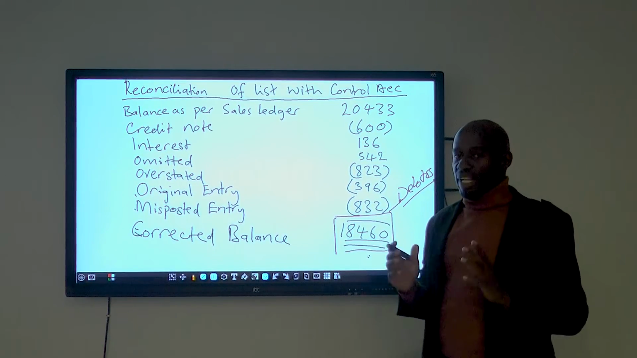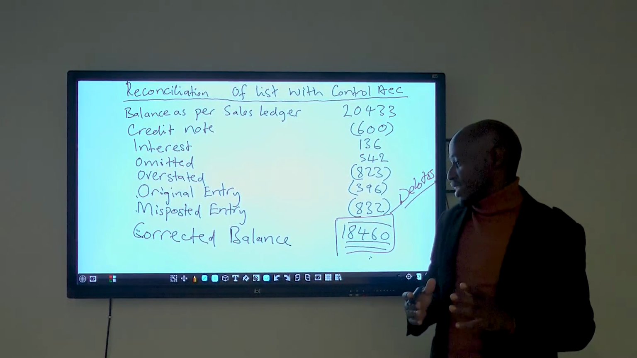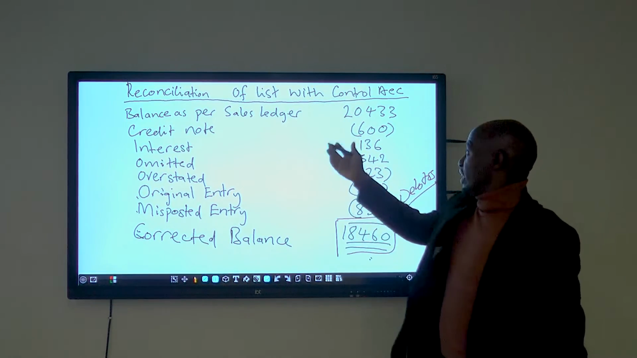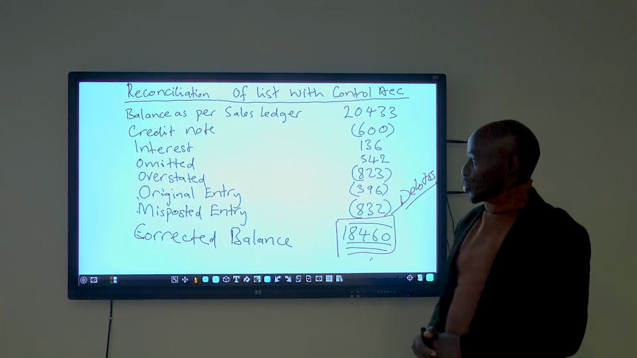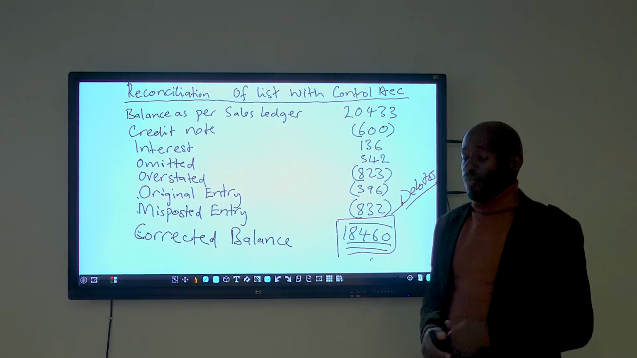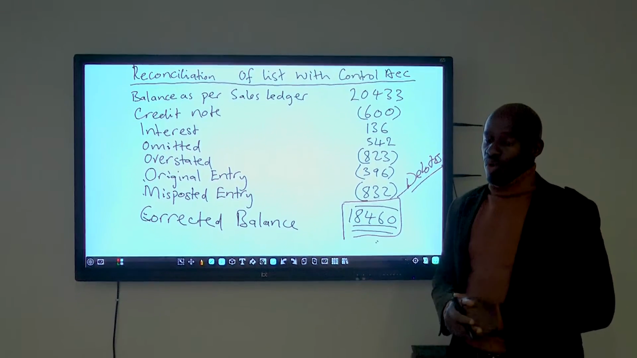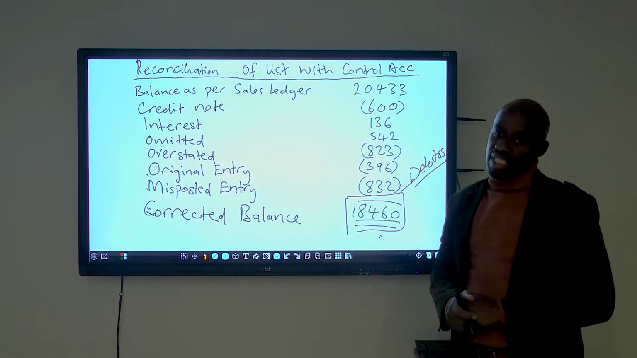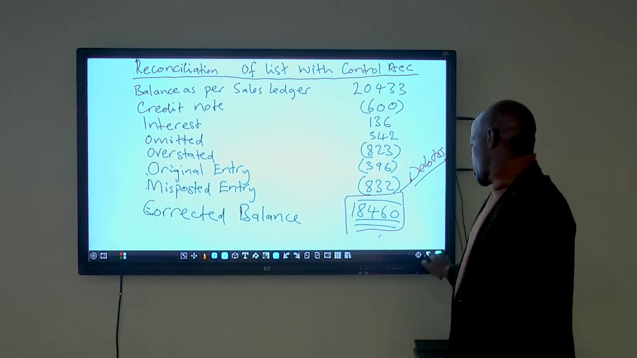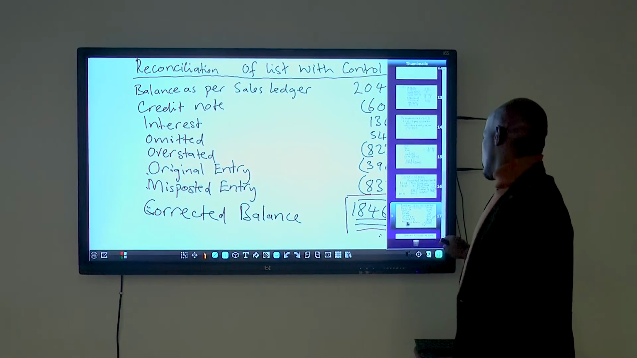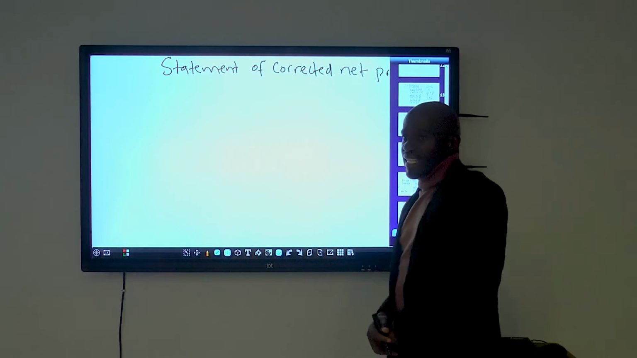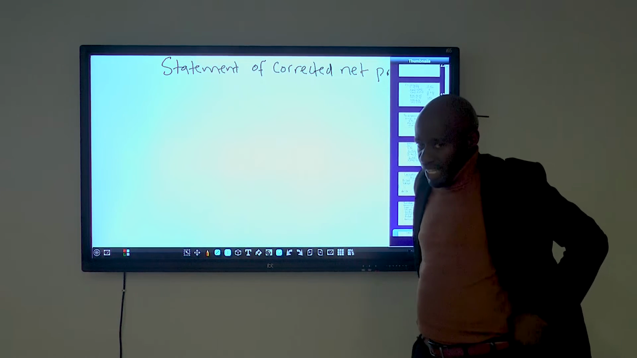Okay? So learners, I believe we now are in a better position to make a reconciliation of the list of balances with control accounts. We are also in a position to prepare an amended sales ledger control account. More practice will definitely bring us closer to perfection, right? But our exam will also require us to prepare a statement of corrected net profit.